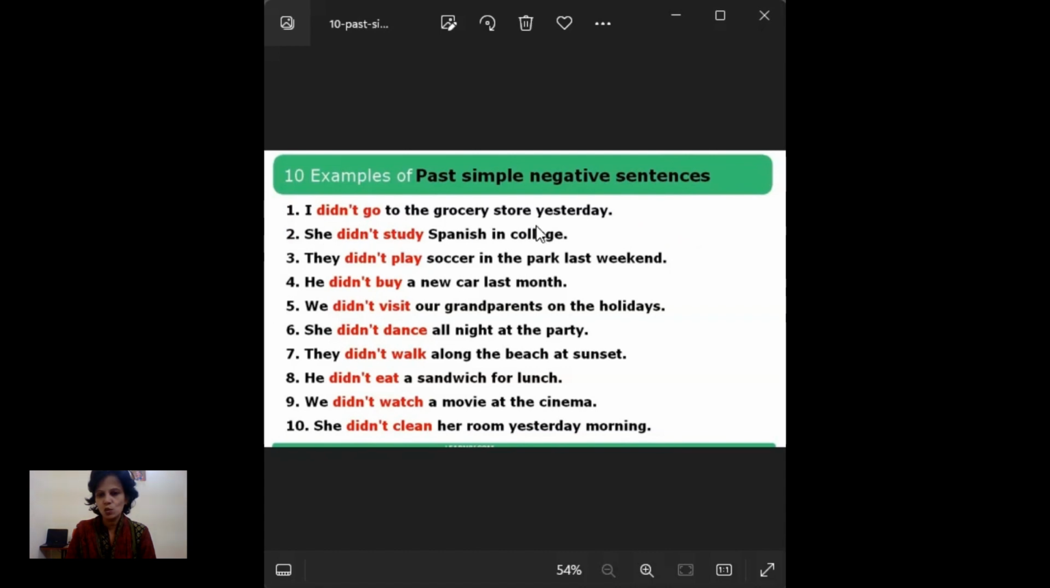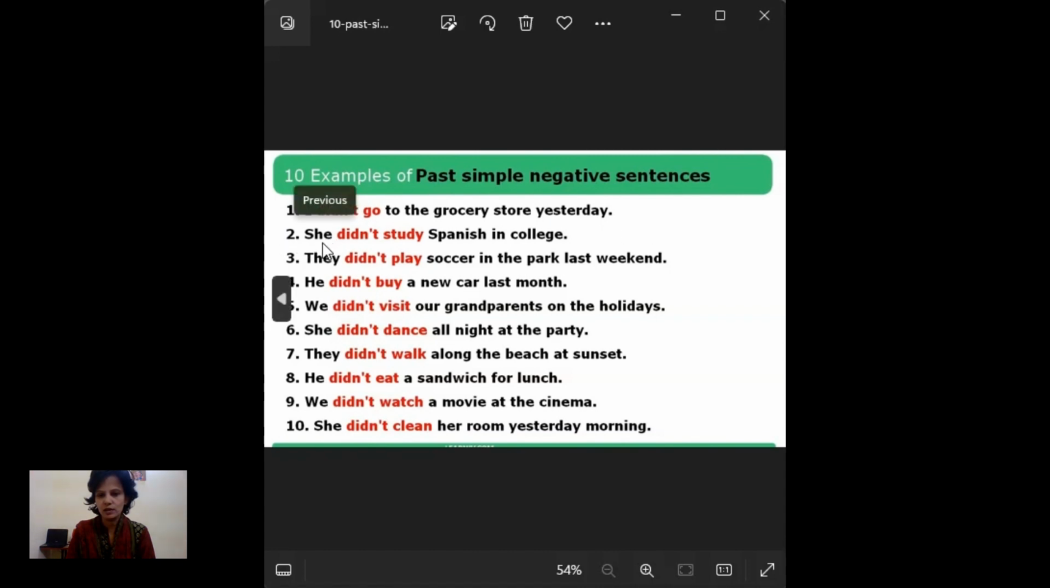This person didn't go to buy anything from the store yesterday. This specific day, yesterday, shows a specific time. And I didn't go to the grocery store yesterday means that the person did not go yesterday. That is what it means.